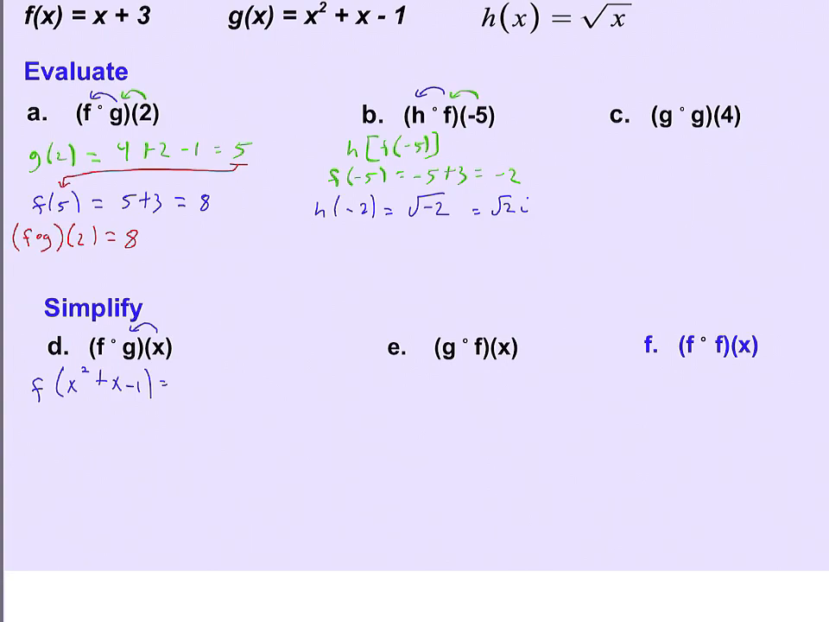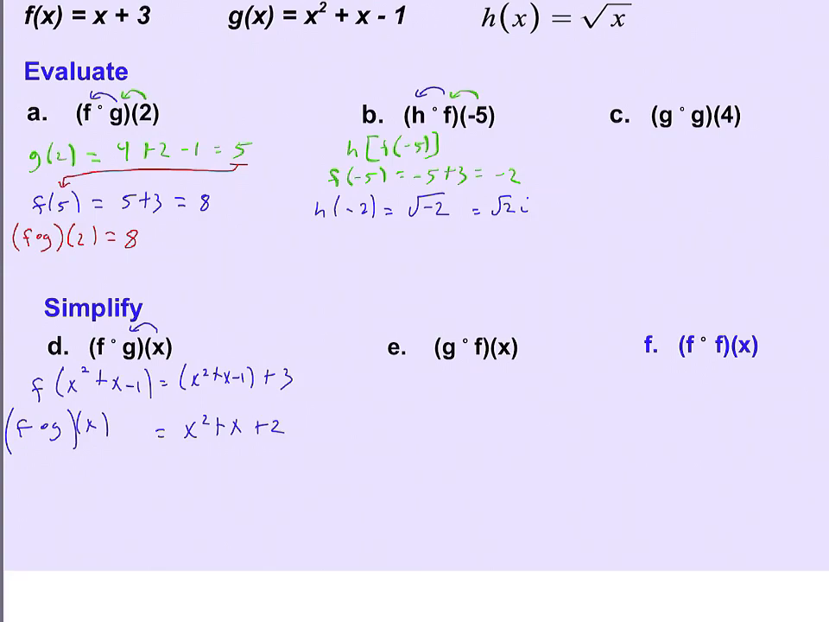And so I'm going to take that x squared plus x minus 1 and plug it in for x in that spot there, which means I still need to add 3 to it. And so there's very little work to do on this one. All I have to do is combine the -1 and the 3. And that's really it for this problem. f of g of x is equal to x squared plus x plus 2.